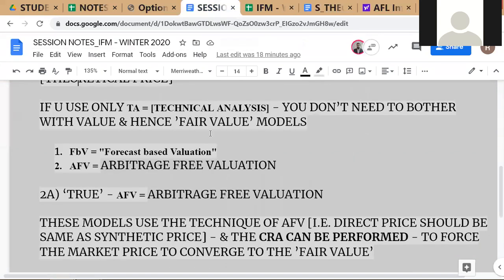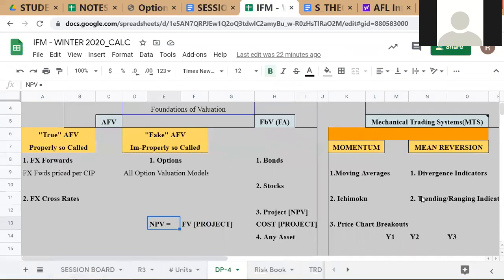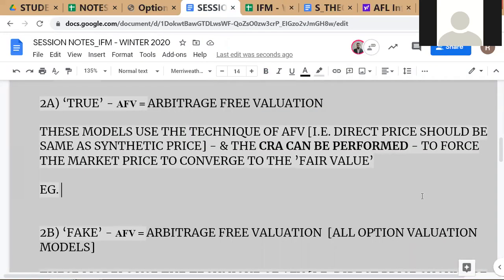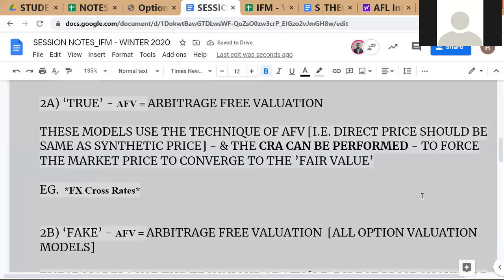So there are some examples. Let me give you some examples here. Okay, so true AFV examples here would be, okay, this is important to understand. Okay, so true examples, let's copy some of them from here. Examples are FX cross rates, then FX forwards. We will not have time to discuss FX forwards, but you can read up on it on your own. And I've given you a book in your finance reference, there's a book there.